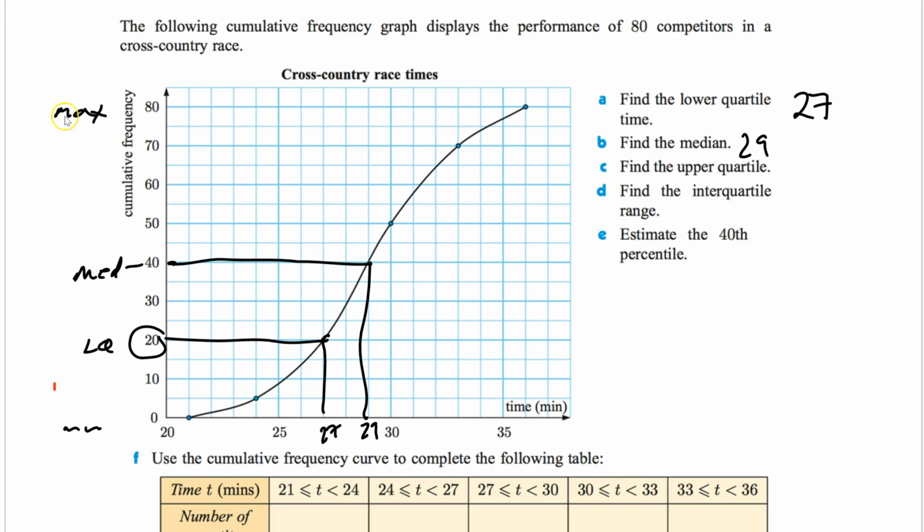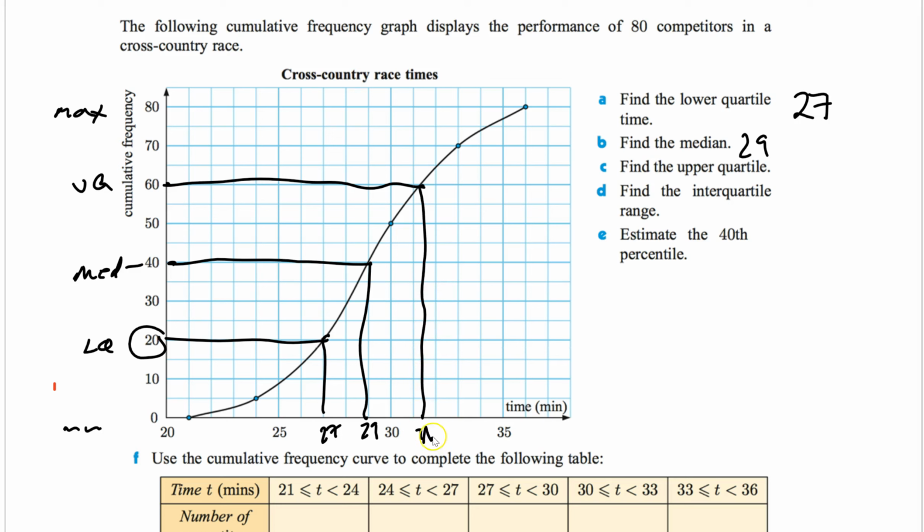Upper quartile, right? So halfway between 80 and 40, so 60. So that's my upper quartile, or Q3. 75% of my data falls right there, so go across on 60. I have to estimate this one. Go down again. It's not as easy as it looks.